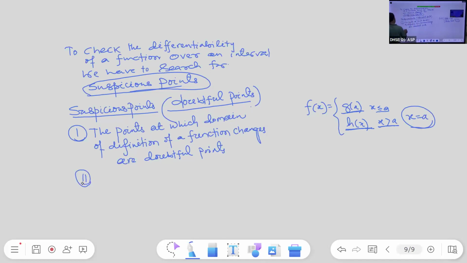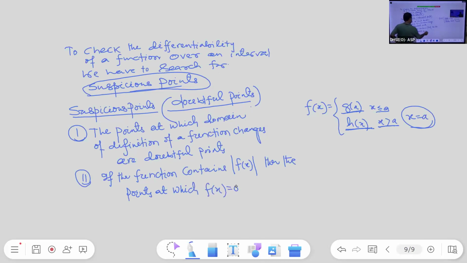The second point: if the function contains mod f of x, then the points at which f of x is equal to 0 are suspicious points. Okay.